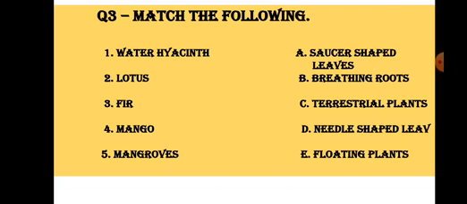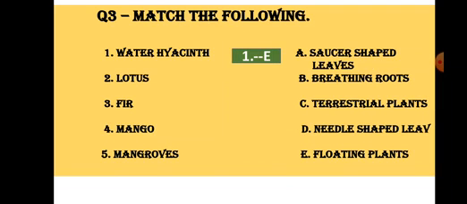Match the following. On your left side, A column, 1 is water hyacinth, 2nd lotus, 3rd fir, 4th mango, 5 mangroves. And your B side, right side: A saucer shaped leaves, B breathing roots, C terrestrial plants, D needle shaped leaves, and E floating plants. So now ready to match all these things.